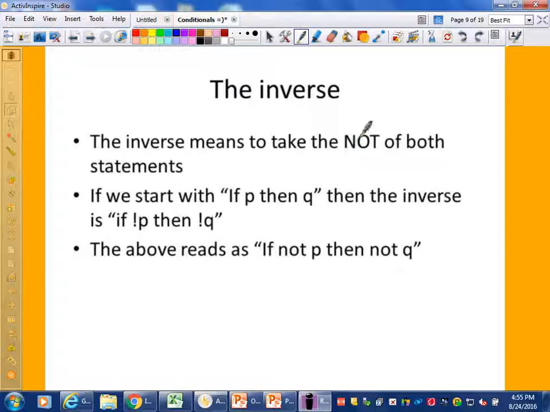Now, let's talk about another thing you can find, that's called the inverse. When I think of the word inverse, I think of invert. And invert means to find the opposite or to negate it. Okay? Which I also put as putting in the word not into both sides. So, if you start with if P then Q, then you turn it into if not P, then not Q.